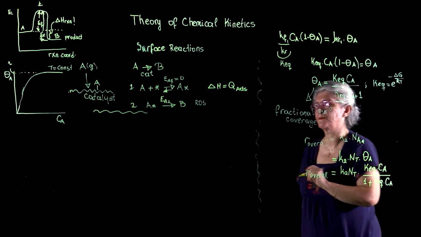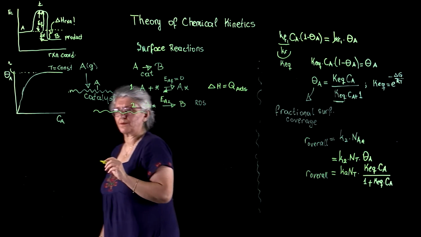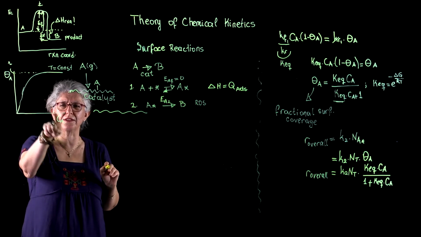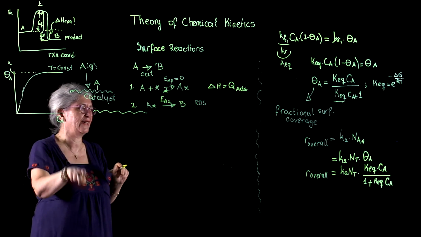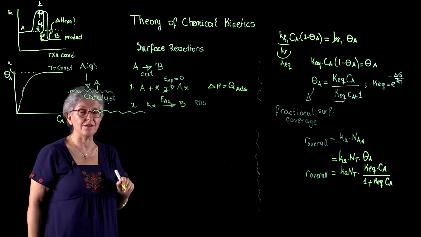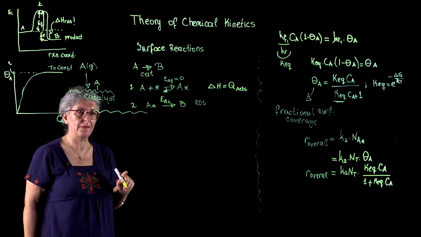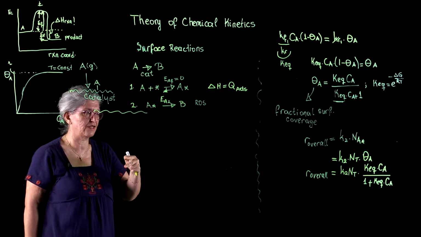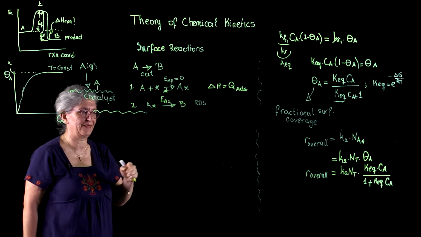All right? So now this is the isotherm. This is how it behaves as a function of concentration of species A. Now let's see how our rate is going to behave as a function of temperature and as a function of concentration of species A.